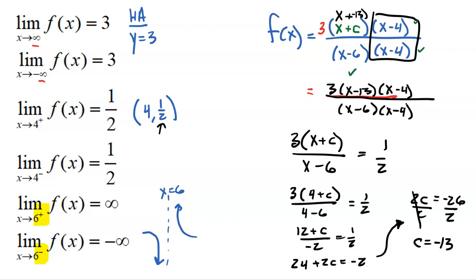So pretty cool that I can learn all that. Once again, how do I know about that horizontal asymptote? From my end behavior. How do I know about that vertical asymptote? Because when you approach a vertical asymptote, you go towards infinity or negative infinity.